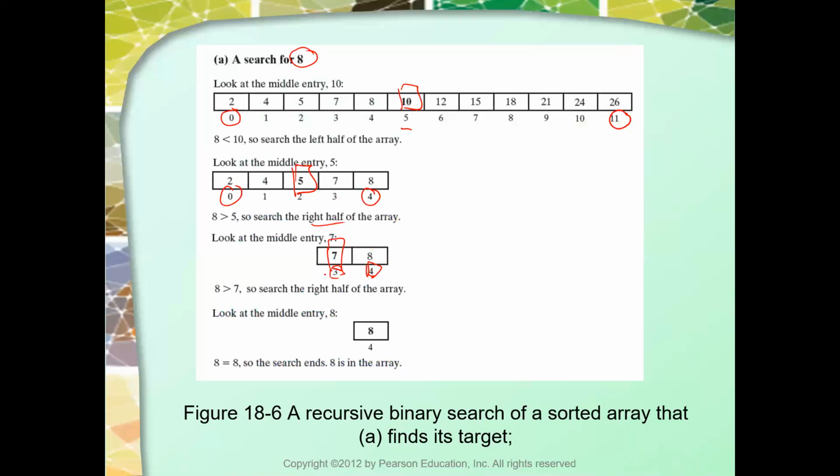So we look at the 7, but the number we're looking for is too big. So we look at the right half of the array, and we find there's only one item in that array, and that's when it's there or not. So 8 is 8, so the search ends. 8 is in the array. That looks kind of complicated, but it only took us 1, 2, 3, 4 comparisons to find it. If we had just started doing a linear search, we would have had to look at 1, 2, 3, 4, 5 in this case.